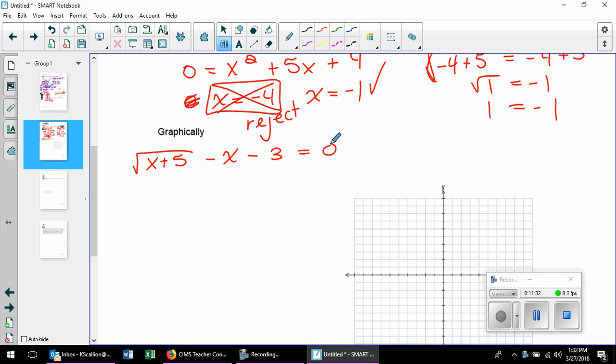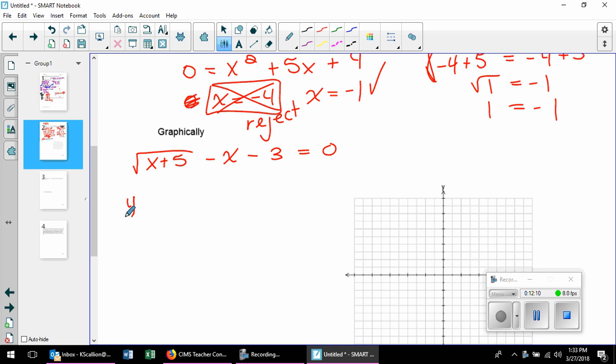Okay, so now if we're going to do it graphically, if we were to find the x-intercepts, this is how I find the x-intercepts: set everything equal to 0. If I did that, that's a transformation I'm not comfortable with. I know that this is 5 to the left and this is 3 down, but what the heck is that? So this isn't going to work. So now you have to do it with the intersection method.